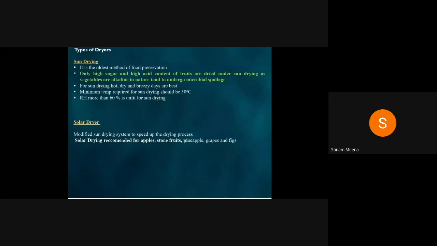Sun drying is one of the natural and oldest methods of food preservation. Only high sugar and high acid content fruits are dried in sun drying, and the minimum temperature required for sun drying should be 30 degrees Celsius. RH of more than 60% is unfit for sun drying. Next, the solar dryer is a modified sun drying system to speed the drying process. Examples like apple, stone fruits, pineapple, grapes, and figs were dried.